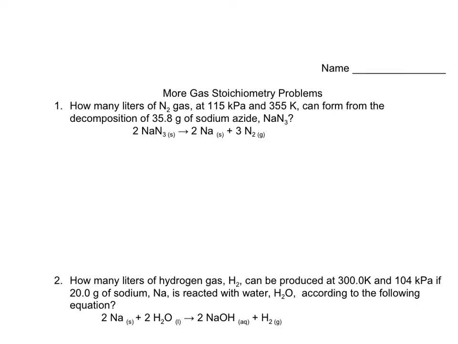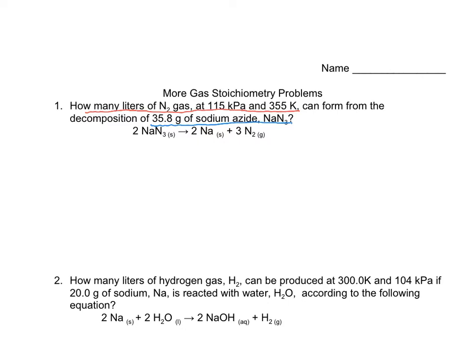All right, let's talk gas stoichiometry. So here's the difference between our regular problems and gas stoichiometry. When we look at number one, we have: how many liters of nitrogen gas at 115 kPa and 355 K can form from the decomposition of 35.8 grams of sodium azide, whatever that is, NaN3?